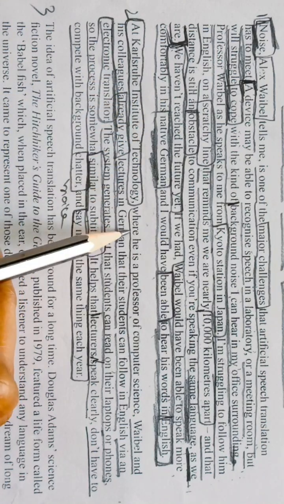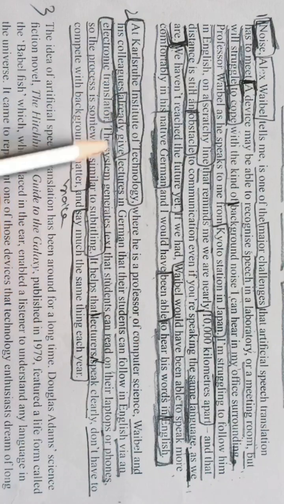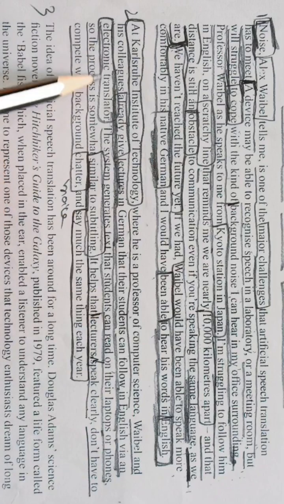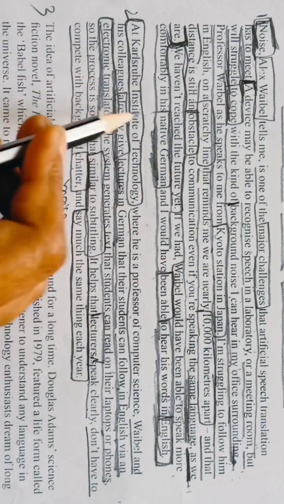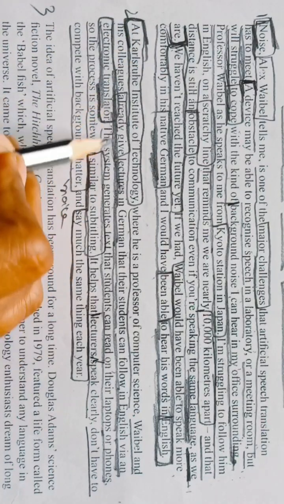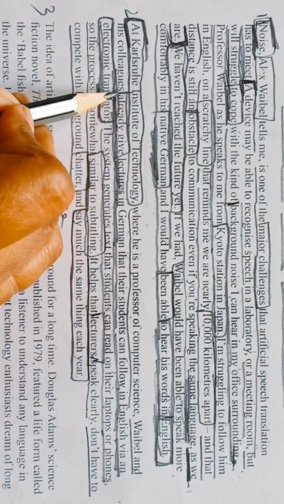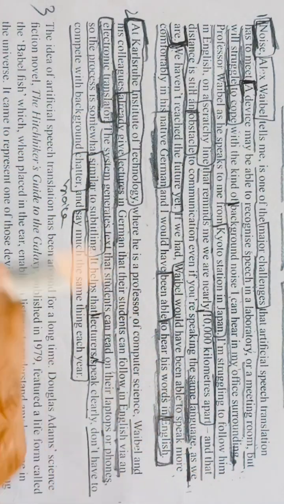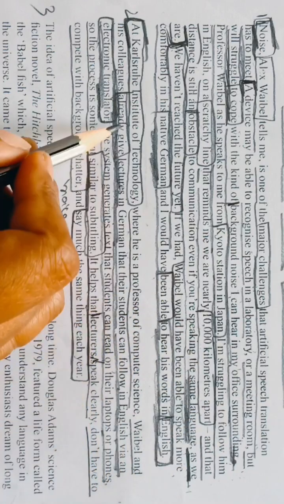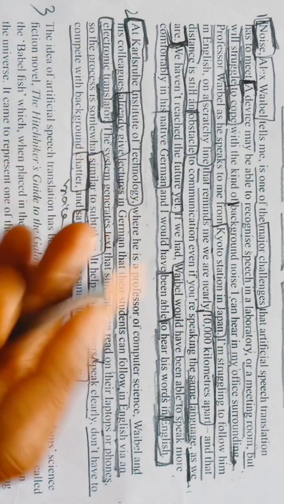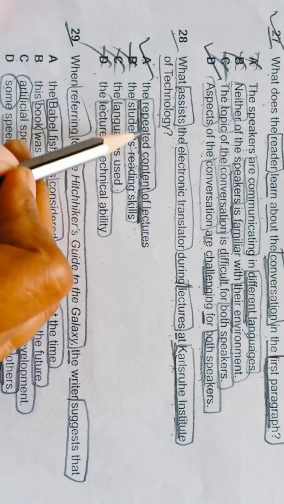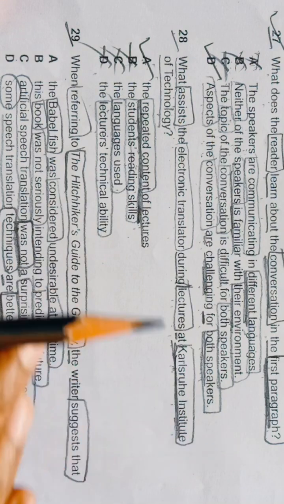At Karlsruhe Institute of Technology, where he is a professor of computer science, Weber and his colleagues already give lectures in German that the students can follow in English via an electronic translator. Okay, so from here to here we are getting our answer. Already give lectures in German. Okay, already means lectures are already prepared. But the only thing is they are repeating those lectures. So the same thing, the repeated content of lectures. So that's why we have ticked option A, the repeated content of lectures. I hope you understood this.